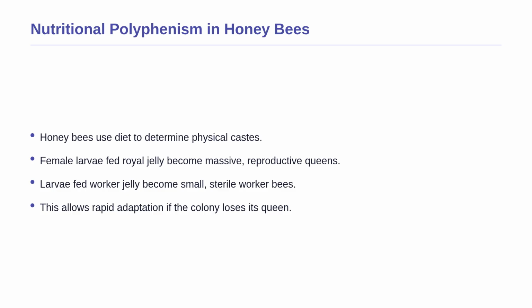This environmental flexibility is an evolutionary life hack. If a queen dies, workers simply change the diet of a regular larva to instantly create a new leader, ensuring the colony's survival.